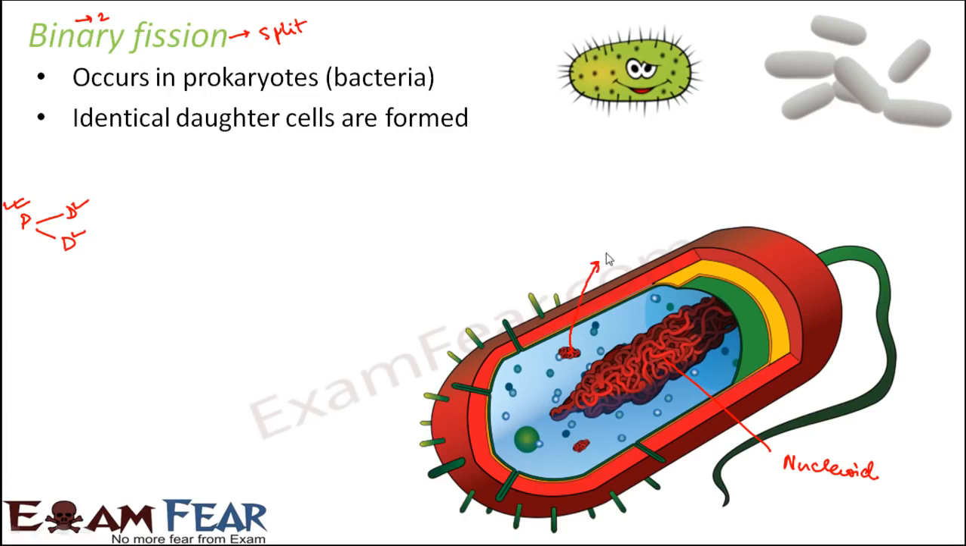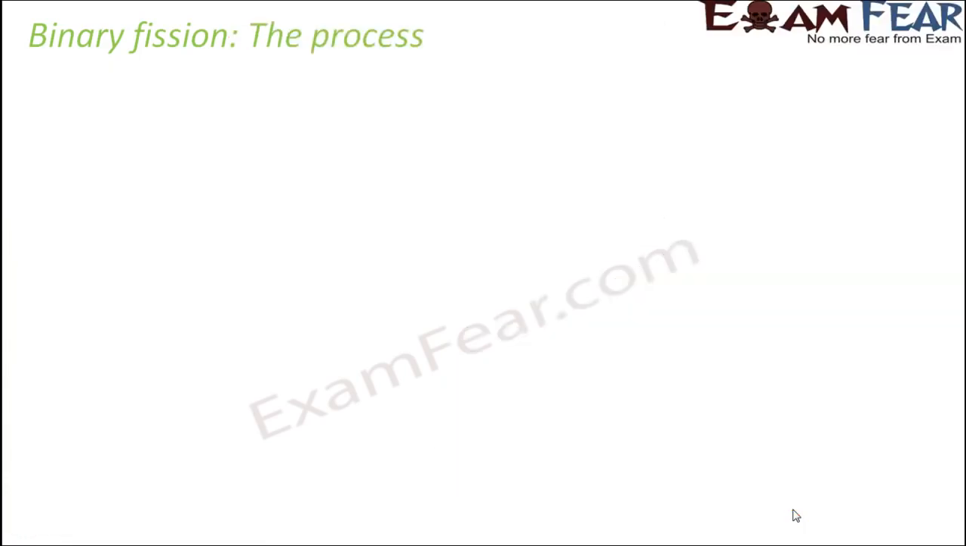You also have small chunks of DNA present here and there, which is called plasmid. And ribosomes are those parts which help in synthesizing proteins. So these three parts of a prokaryotic cell play the most important role in the process of binary fission. So let us try to understand the process of binary fission. Let us look at the exact process of binary fission step by step.